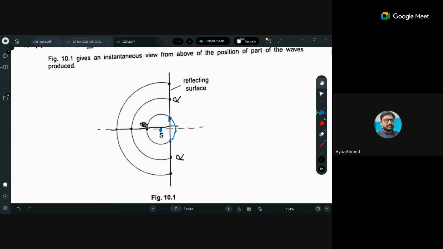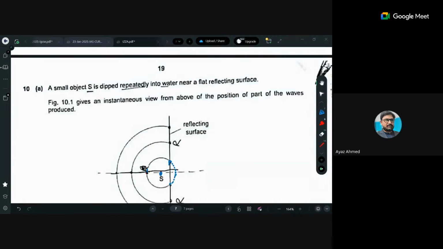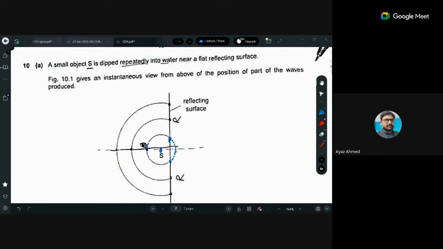Let me think more about that. These are the reflected points. Just a second. Shouldn't the reflected be the same as the original one? I think I'm missing something in the question. A small object S is dipped into the water near the flat reflecting surface. So the waves will travel towards this surface, and when they travel back, in this way, this is the reflection.